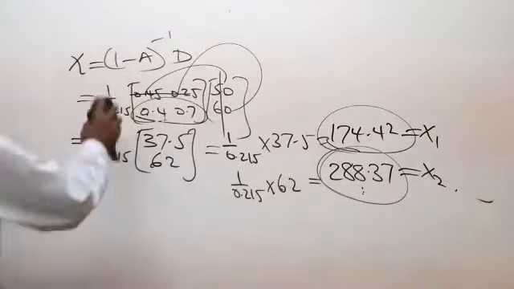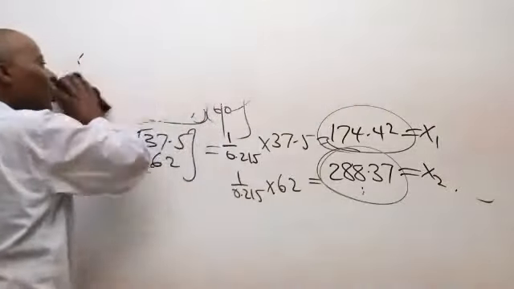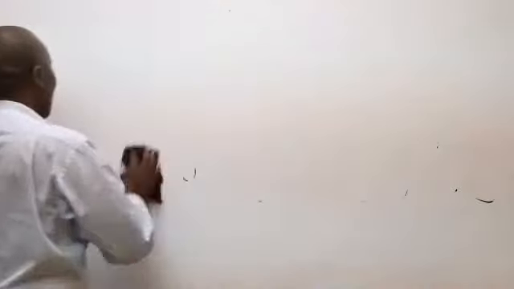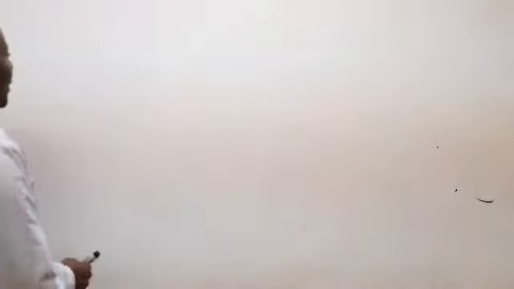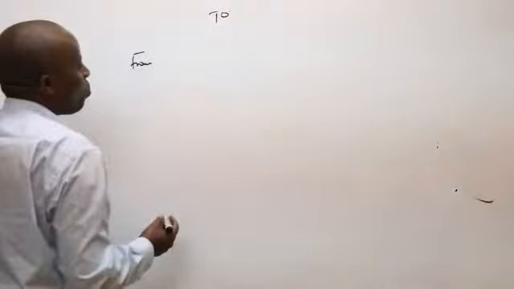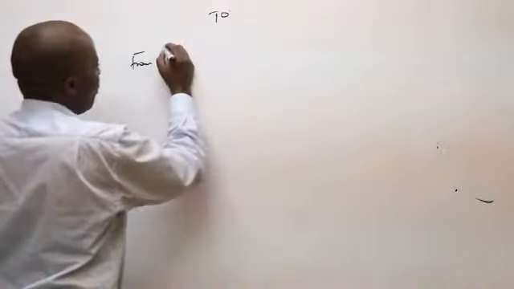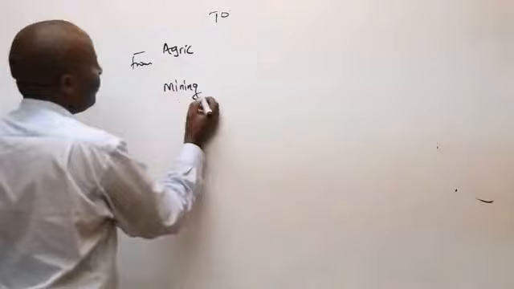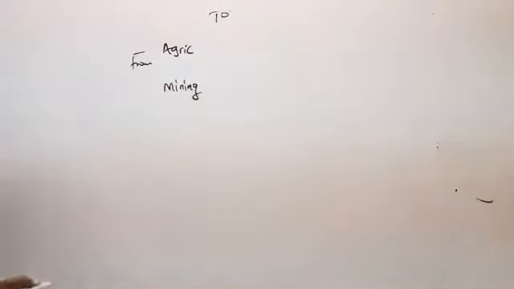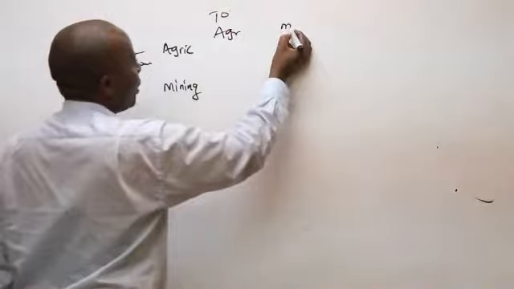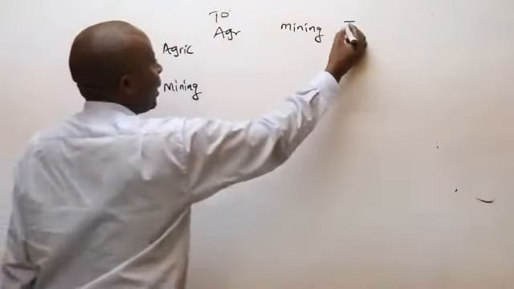Now, ladies and gentlemen, listen. Your examiner will never give you A directly like that. What your examiner will do is come and give you this kind of a question. We have here two sectors: agriculture and mining. So we have the same matrix here, agriculture, mining. Then we have the final demand.